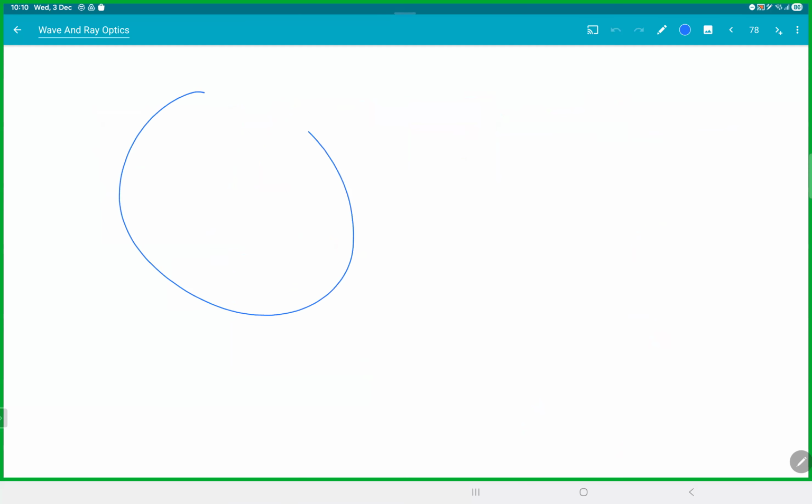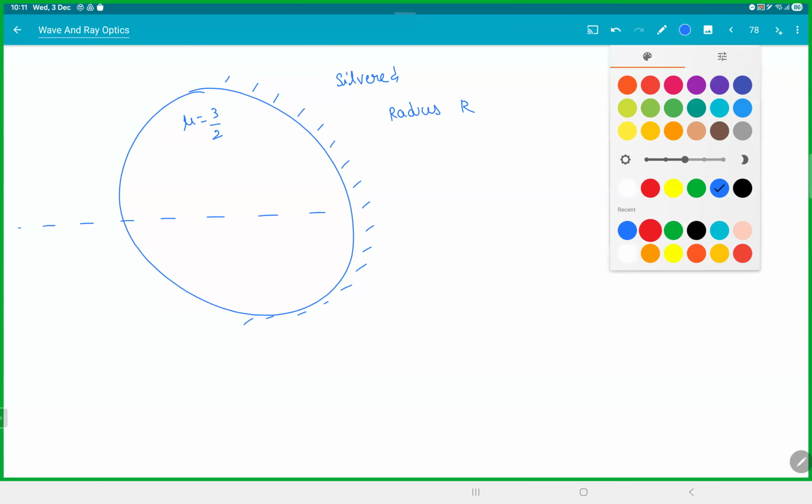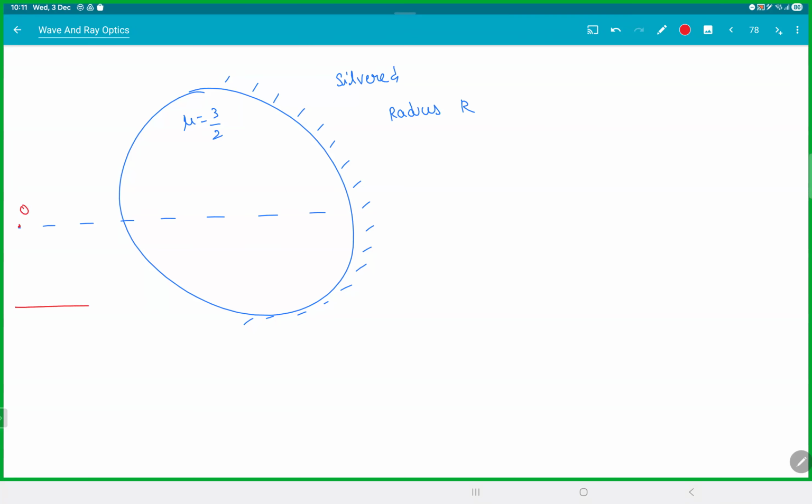Let's see, you remember this? So we got a glass sphere, mu is equal to 3 by 2, and here we silvered it. Radius is r. Object is here, and this distance is also r. Outside is 1. Find the final position. Find the final image. So remember, light rays will undergo refraction on a curved surface, reflection, refraction, total 3 phenomena.